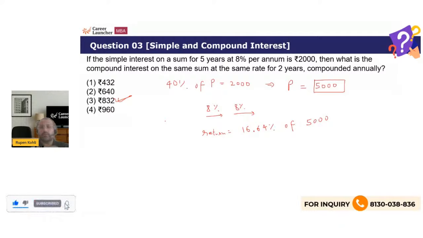The idea is not to get into equations. That's what I've been saying so many times. Even with SICI, I don't get into equations, right? People do PRT by 100, P into 1 plus R by 100 to the power n. Oh, that's old school thought. That's what you do in your ninth and 10th class, not your competitive exams, right?